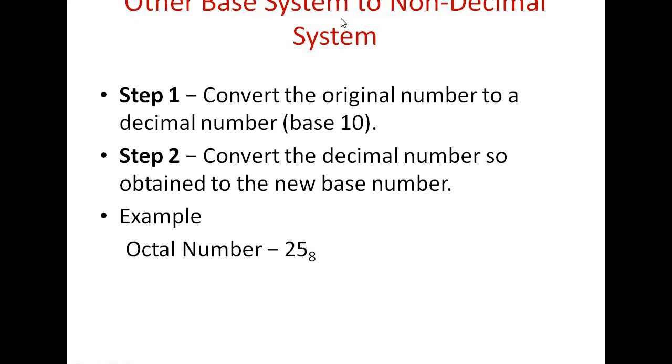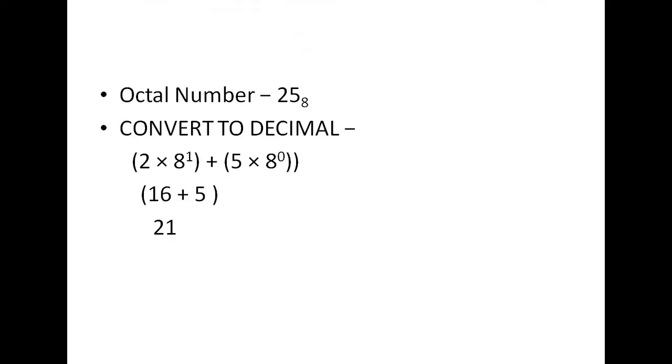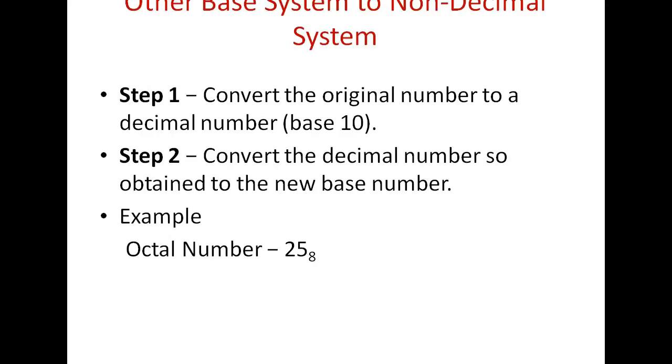Next thing is other base system to non-decimal system. The base is different and we will convert it to a non-decimal system. Let us consider 25 to binary. 25 is an octal number that will be converted to binary. That means other base system to non-decimal. Binary is a non-decimal number system. So how can I convert?